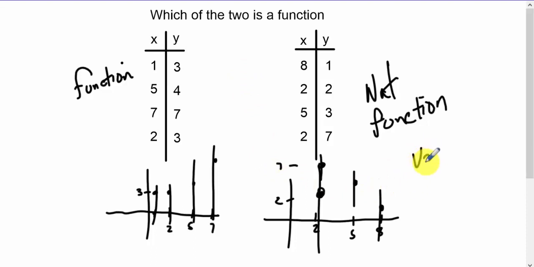We call this a vertical line test. Basically it states if you can draw a vertical line through any graph or set of points, if that vertical line passes through more than one point, then that picture is not a picture of a function.